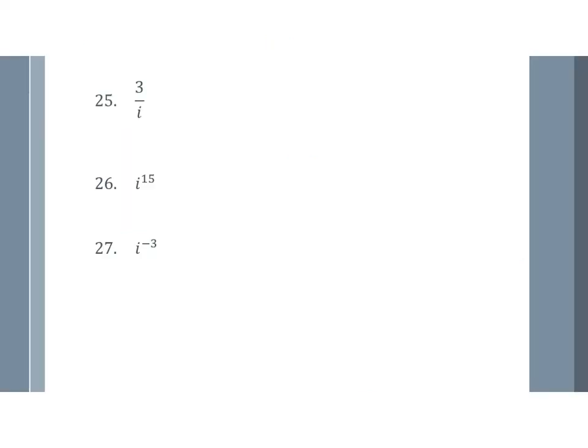Number 25, again, just like with radicals, we can't leave the letter i in the bottom of a fraction. So what I need to do here is rationalize this. So I'm going to multiply the top and the bottom by the letter i, and I get 3i over i squared. Recall that i squared is -1. So then I get -3i.